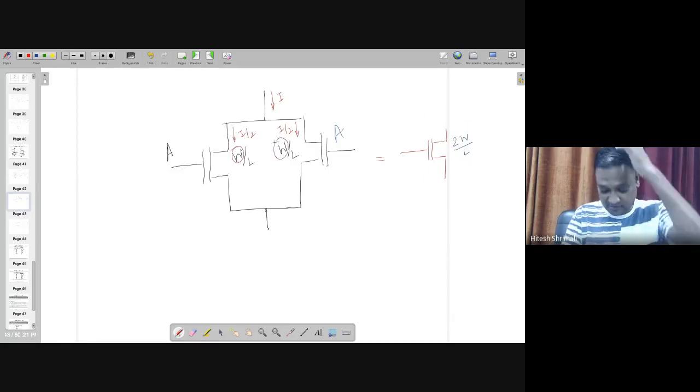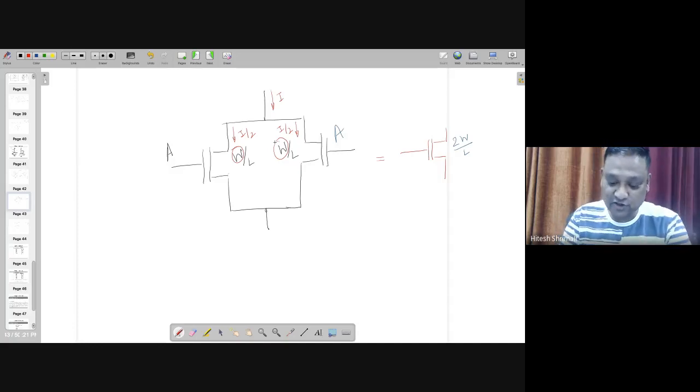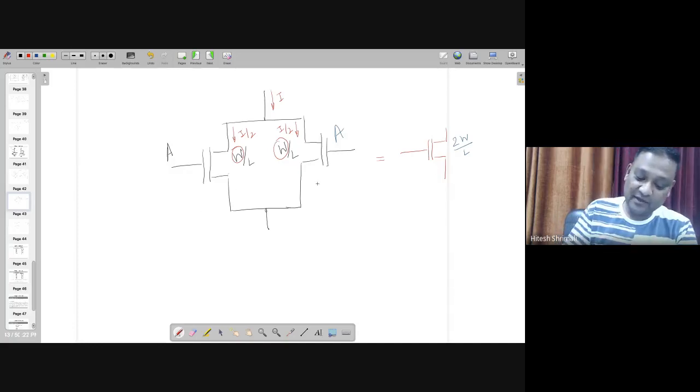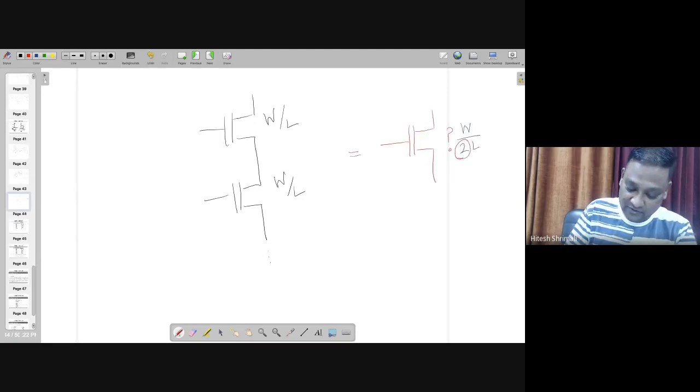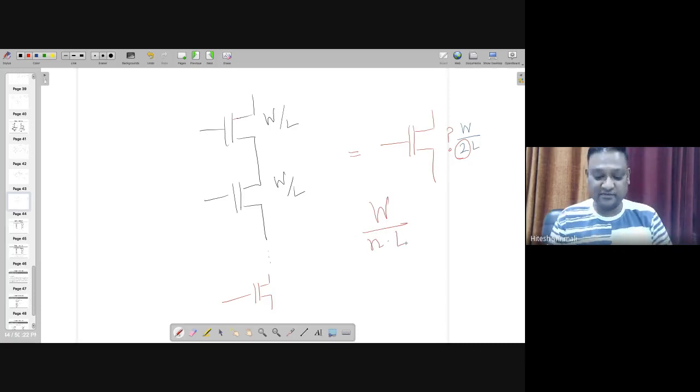Note that this is one of the interview questions, and one should not miss that. So as I'm keeping so many transistors in parallel, it's actually N times W by L. And in another case, if there are so many transistors in series, it's W by N times L, right? Please keep this in mind.